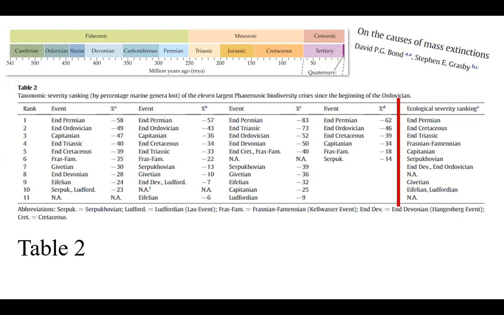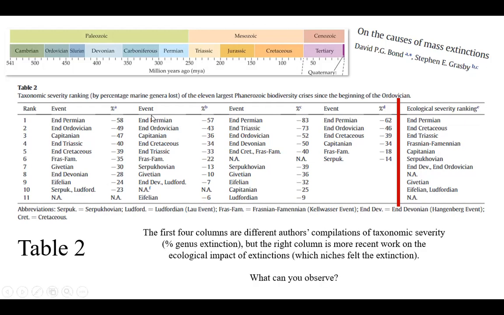So this is one of these tables. I didn't ask you guys explicitly to look at this table, so we're going to look at it now. I'm going to help you interpret it. The first four columns, this is these authors taking other people's conclusions and just giving them to you straight. This isn't novel data in this paper. These columns are different people, maybe looking at different things, maybe having different expertises, cataloging the taxonomic severity. That means the number of species or number of genera or number of families, maybe. It's genus on this one. And how bad these are relative to each other, and then what the percentage of extinction actually is.